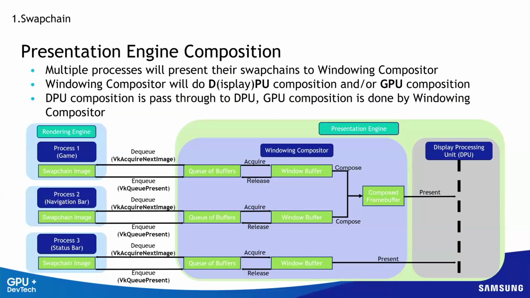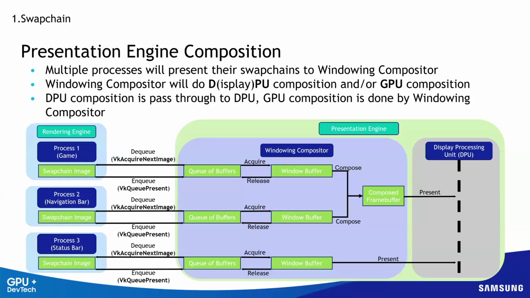So what does the presentation engine do? In a very abstract way, and just to give you a very high overview, it gets the image from your process, composes it, gets it into the final frame, and then gets it to the screen. It can do composition in two different ways.